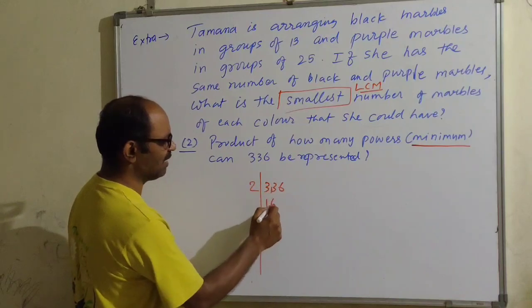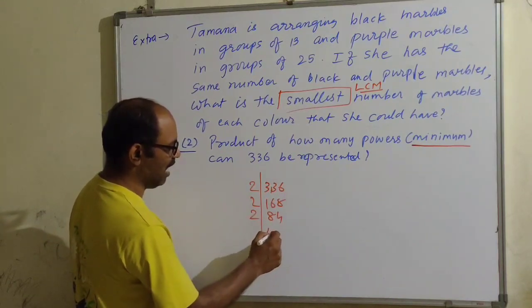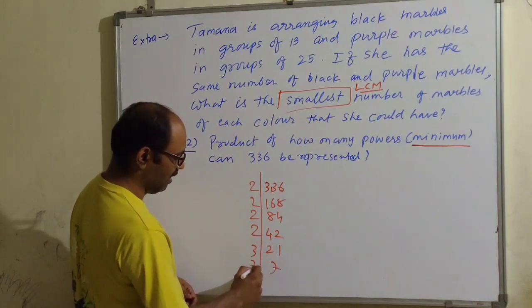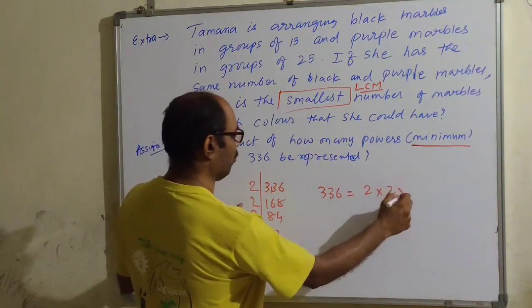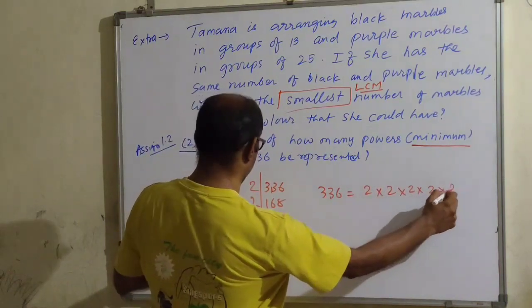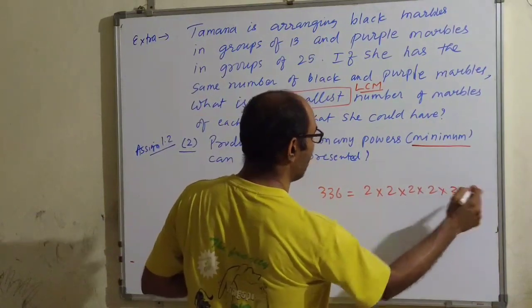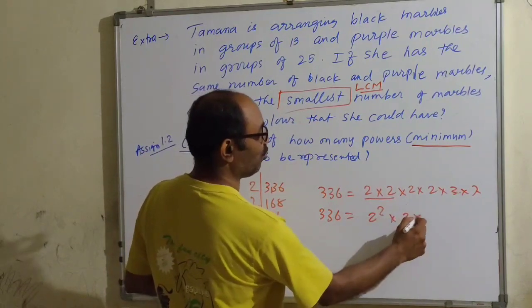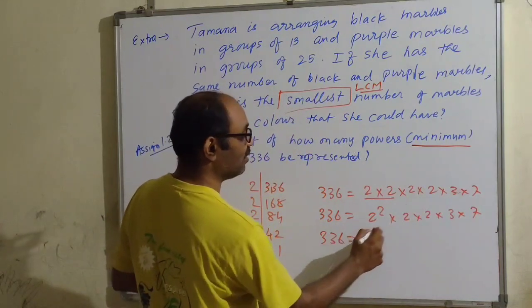2 1s are 6, 8s are. 2 8s are 4s are. 2 4s are 2s are. 2 2s are 2 1s are. 3 7s are 7 1s are. 336 can be written as 2 into 2 into 2 into 2, 4 times, right? Into 3 into 7. I may write like this: 2 square into 2 into 2 into 3 into 7. I may write like this.